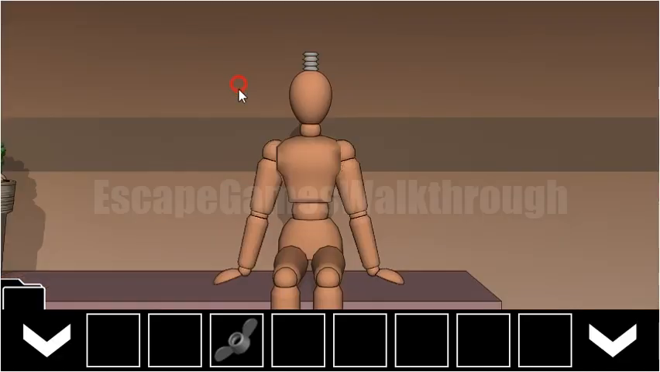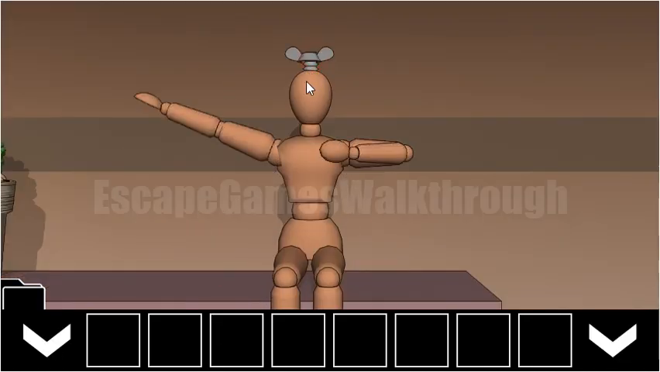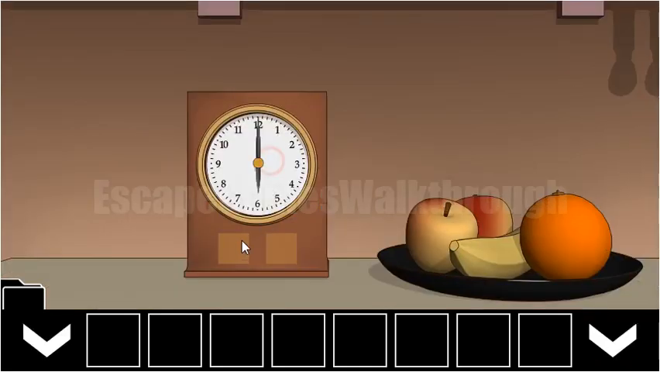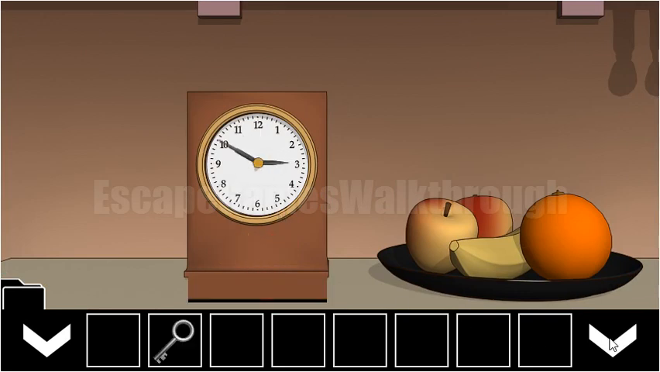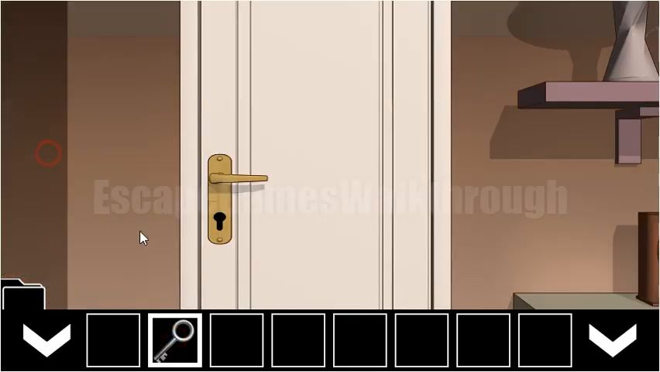We've got this nut to wind this machine and get the hint for clock hands direction. So it's 2:23 for the minute hand, and for the hour hand is 2:10, like that. So we've got the key to open the door and go to the next room.